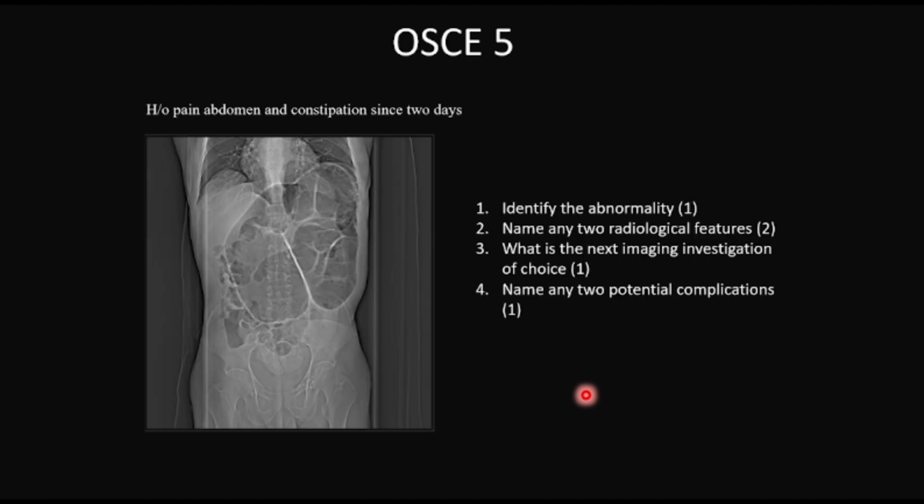Coming to the fifth question. This patient comes with history of pain abdomen and constipation since 2 days. So there's an acute history and this case should not take long time. It's a spotter. So this is an abdominal X-ray.